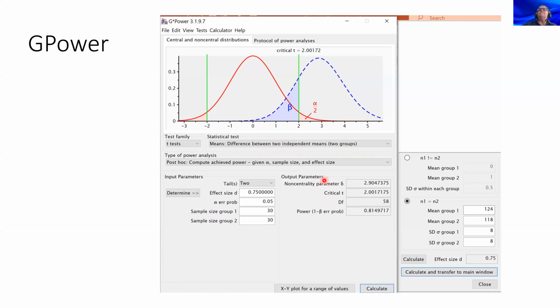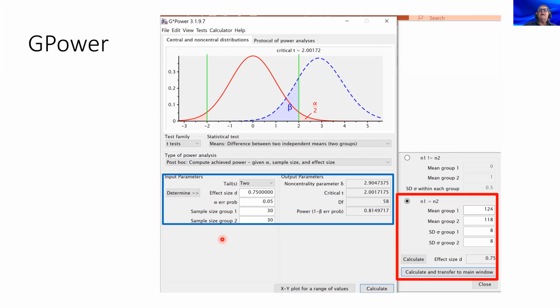Little different in terms of G*Power. In G*Power, you'd input the effect size. You could calculate the effect size by clicking on determine. And looking, we have equal N's, mean of group 1, mean of group 2, the standard deviations, and then it calculates the effect size. You can also transfer. Your error probability, the sample sizes in each group, and then we have the power, critical t, and the non-centrality parameter.